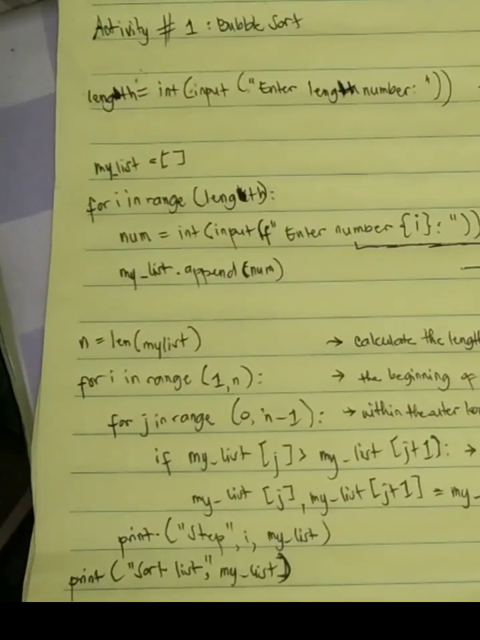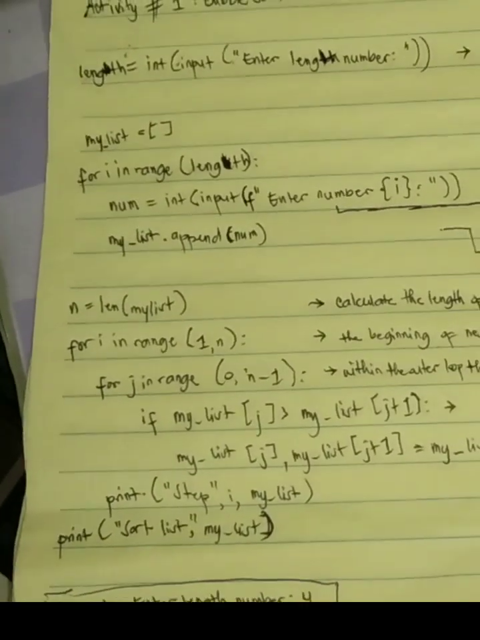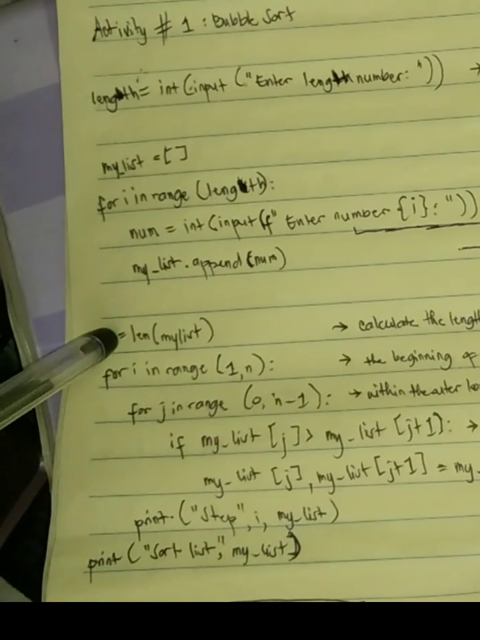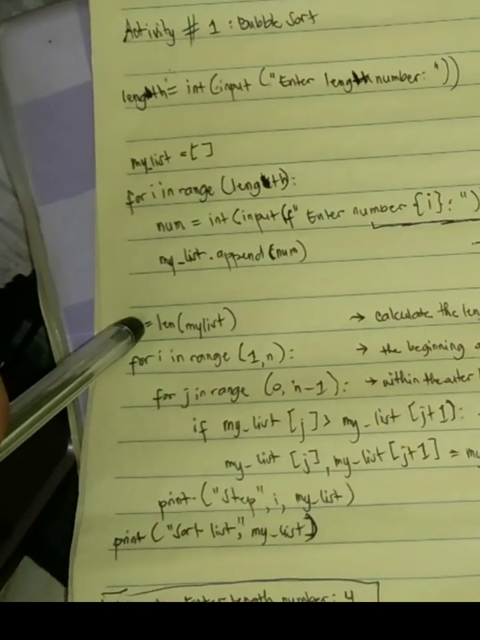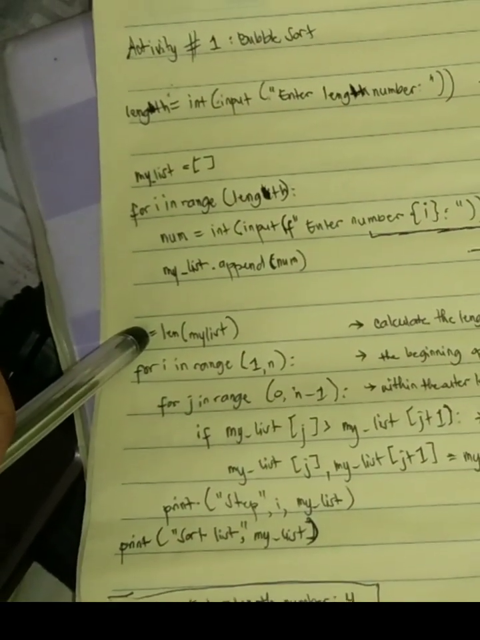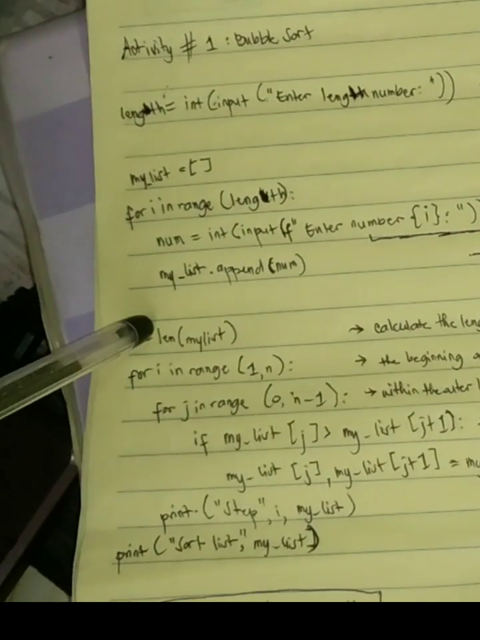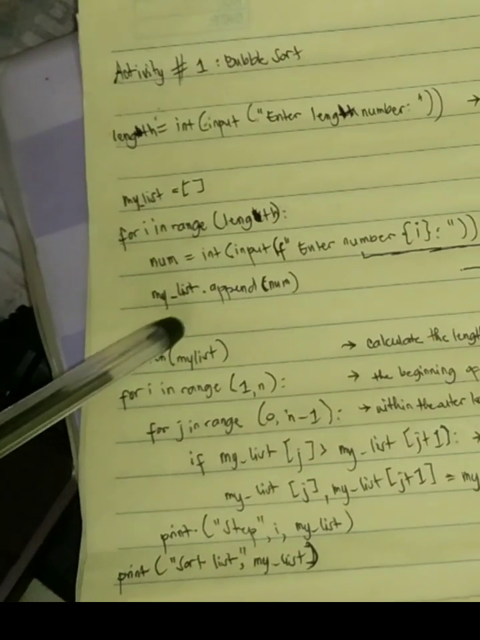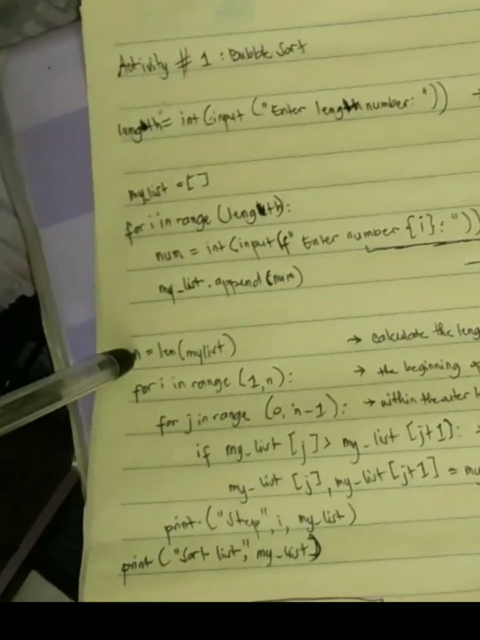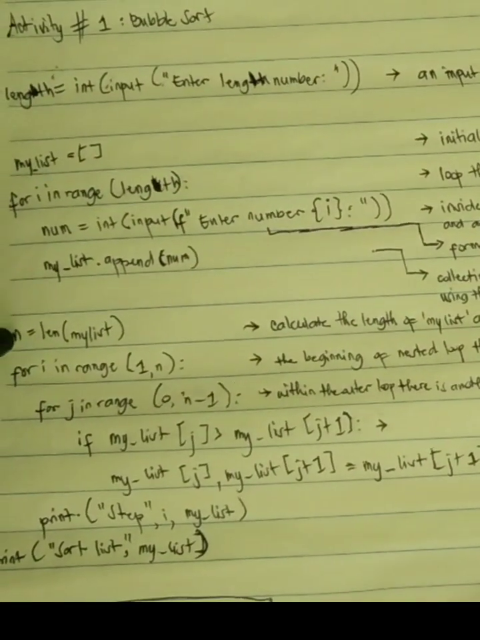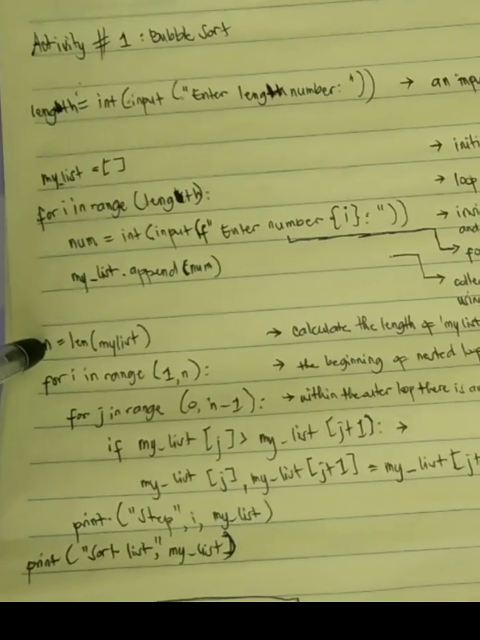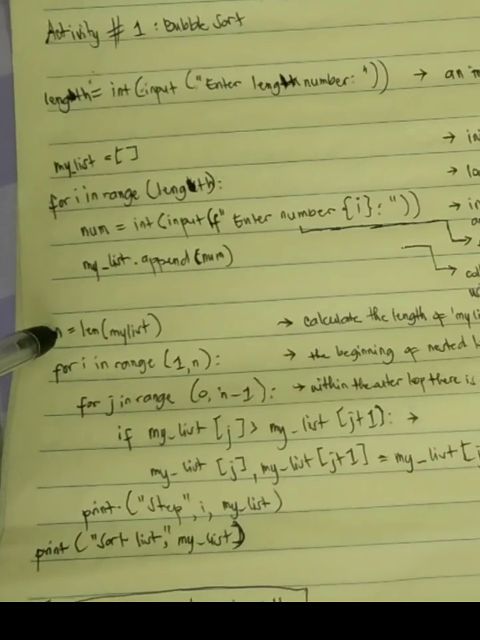Okay. Next. So n is equals to len of my list. It is muna ang nag-calculate sa length. After the user has entered all the numbers, kini nga line will calculate the length of the my list and store it in the variable n. This will be used to determine the number of iterations in the sorting process.